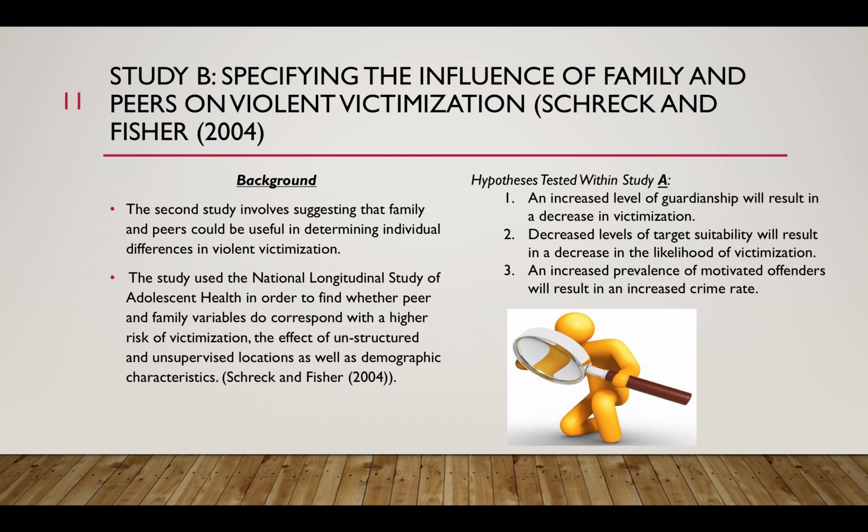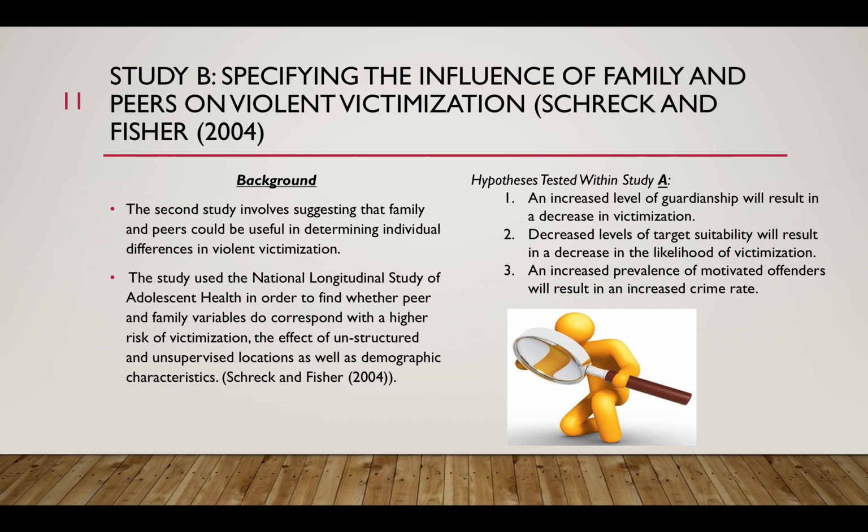Study B was the influence of family and peers on violent victimization. It involves suggesting that family and peers can be used in determining individuals' differences in violence victimization. Therefore, it used the National Longitudinal Study of Adolescent Health in order to find whether peer and family variables do correspond with a higher risk of victimization.